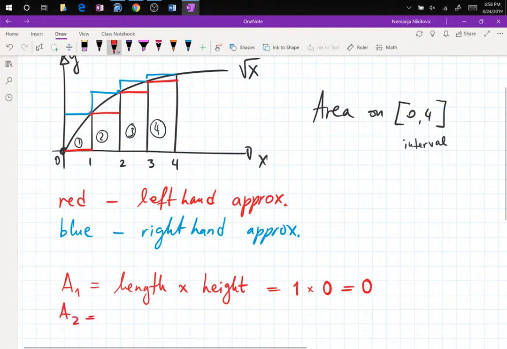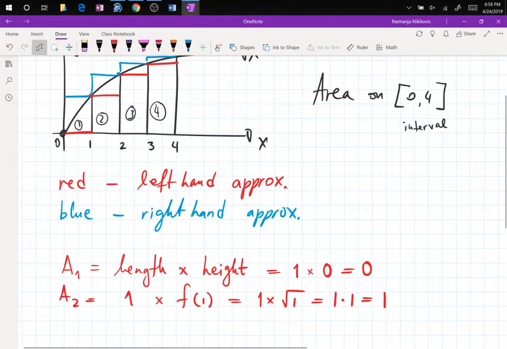A2, length times height. Length is again 1, and now height is f of 1. Do we see that? Do we all see that the height of the rectangle is f calculated at 1? Now we know what f is. f is square root. So now we have 1 times 1, which is 1. Third rectangle, A3, is 1 times f of 2.